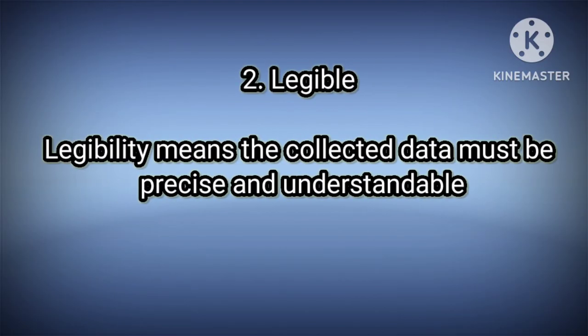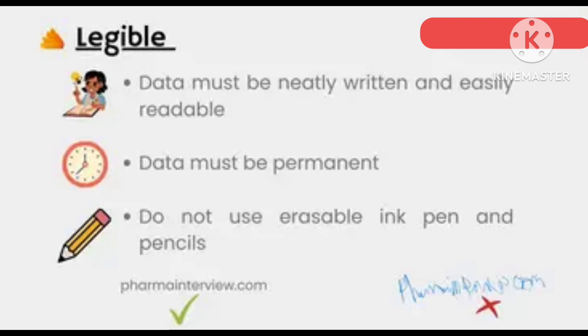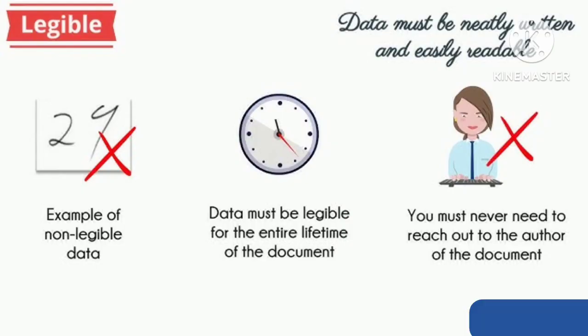Legible. Legibility means the collected data must be precise and understandable. Data must be neatly written and easily readable. Data must be permanent. Do not use erasable ink pen and pencils. Example of non-legible data. Data must be legible for the entire lifetime of the document. You must never need to reach out to the author of the document.